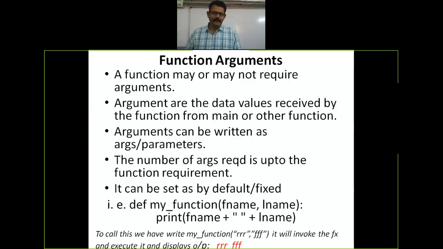See, to call this function we will write my_function. If we call this function with two arguments, for example RRR and FFF, then it will execute, and it prints RRR, space, FFF. Okay.